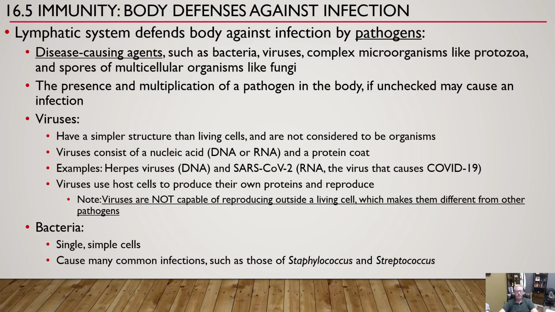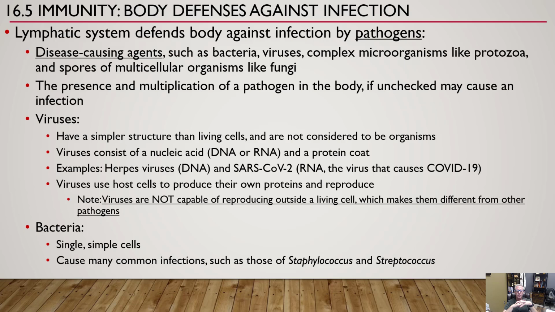The lymphatic system defends the body against pathogens. And remember, pathogen is just any disease-causing agent. It could be a bacteria, a virus, it could be a protozoa, it could be a fungus, it could be a parasite, anything that causes a disease in the body.